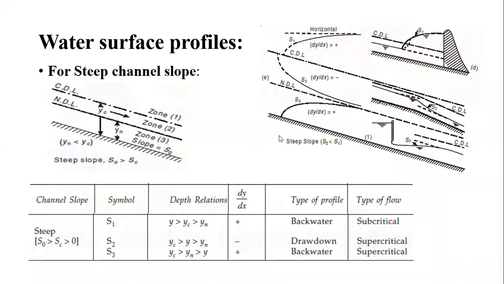And for the third region, the actual flow depth is below the NDL and below the CDL, that is, less than YN and YC. That part we discussed last time.